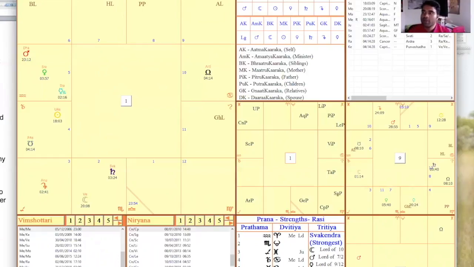What if an audience doesn't know that? At that maturation age, there will be significant events related to those planets. And if they're afflicted, it could be bad events. If they're really nicely situated, it would be fantastic events.